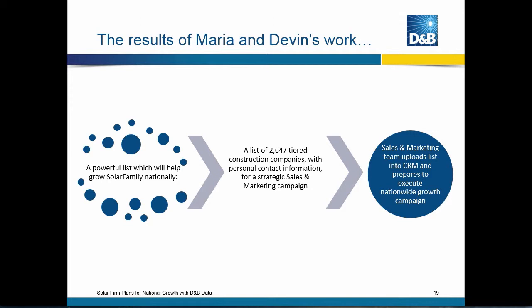So the result of Maria and Devin's work is a powerful list which will help grow Solar Family nationally. A list of over 2,000 tiered construction companies with personal contact information for strategic sales and marketing campaigns. Of course, sales and marketing is super excited about this. They're going to upload this into their CRM system and go out there and sell and grow the company.